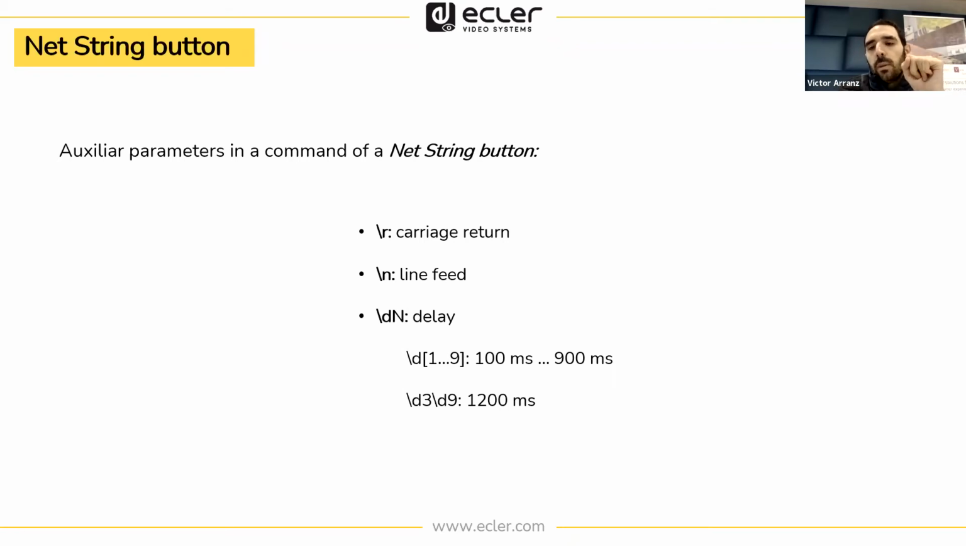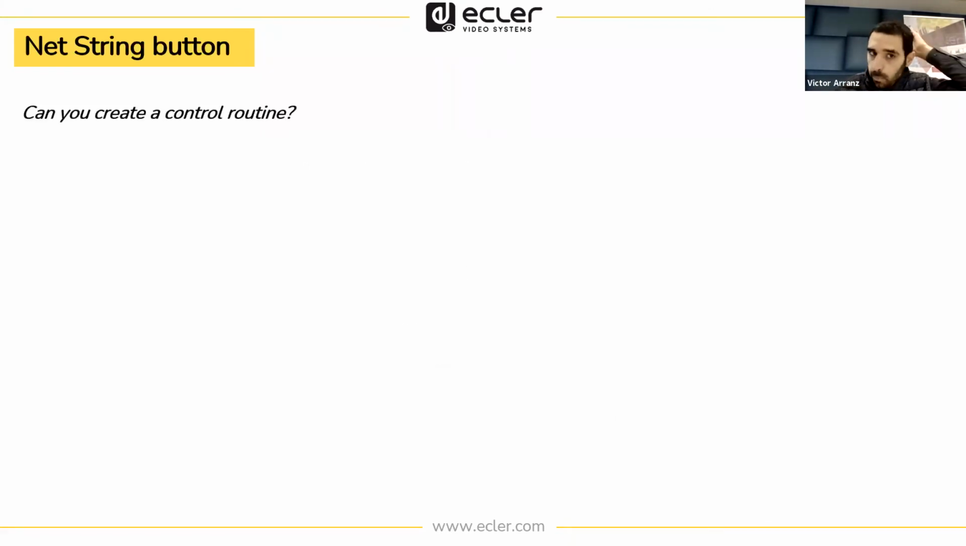The minimal unit, the main unit of this delay, is 100 milliseconds. We can range up to 900 milliseconds. And if we need a bigger delay, what we will have to do to accumulate it is just add one in front of the other. This way we can accumulate a bigger delay if we need to.